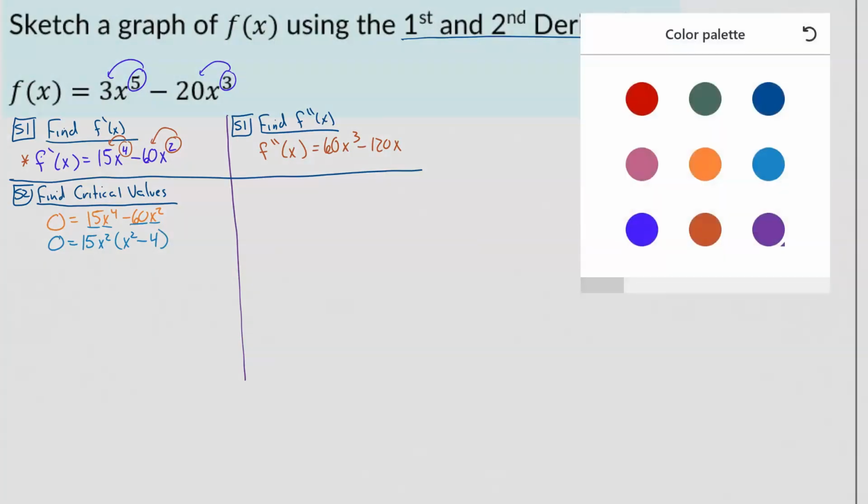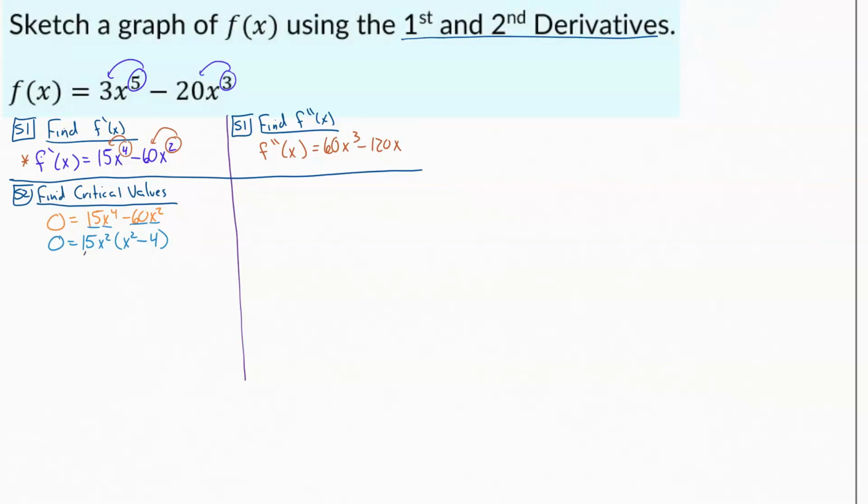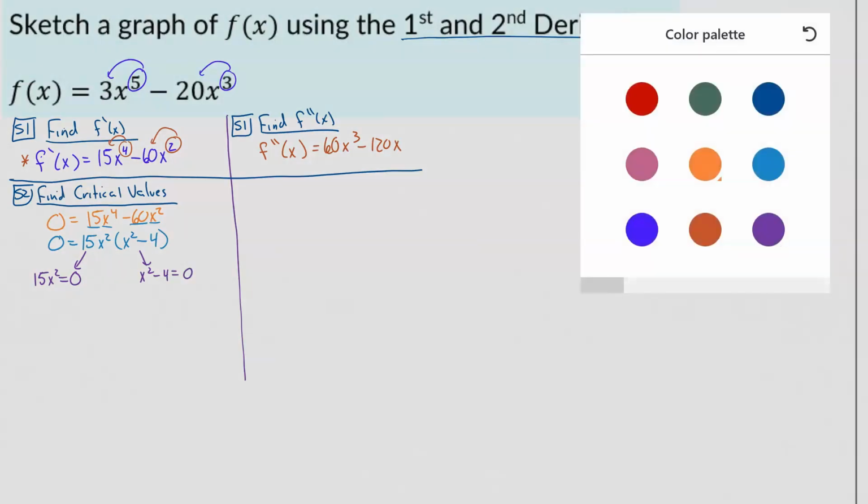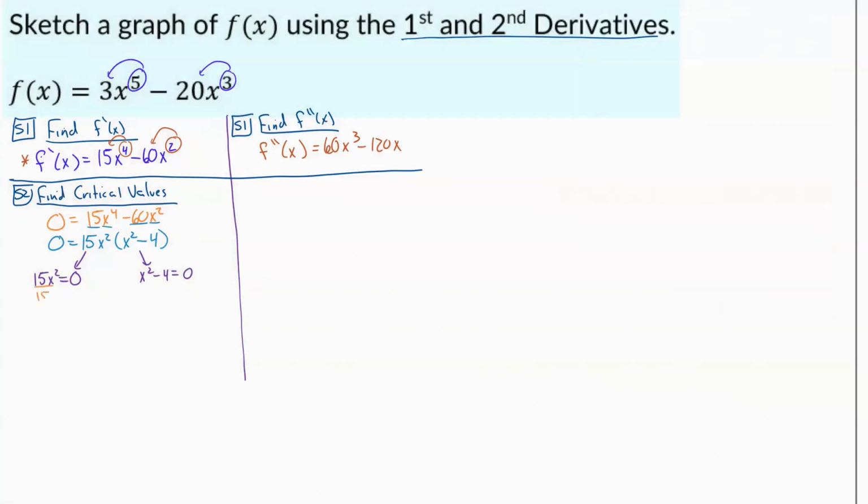The reason we do that is now that these two things are being multiplied, we can now separate them out into 2 smaller problems. So we want to know whenever 15x squared equals 0, and we want to know whenever x squared minus 4 equals 0. So we'll solve both of those little problems. Divide by 15, we end up with x squared equals 0, and then square root both sides of that, and we get x equals 0.